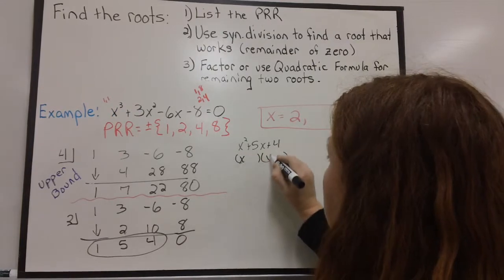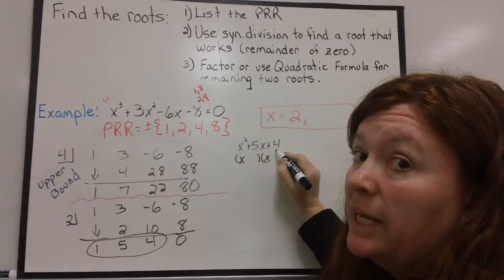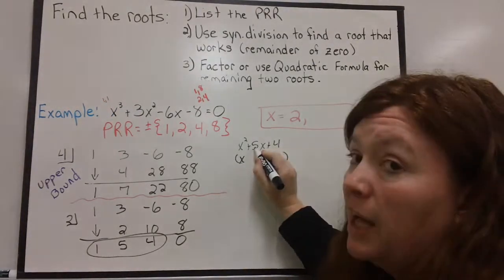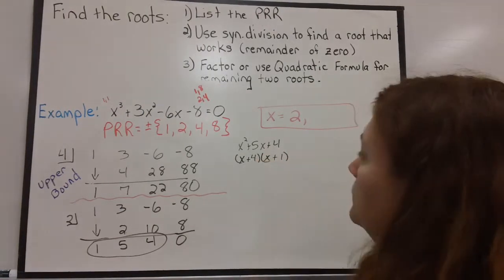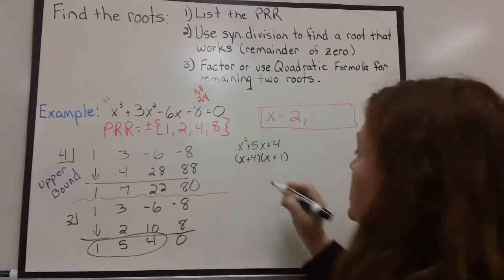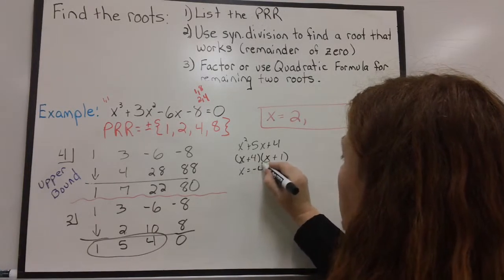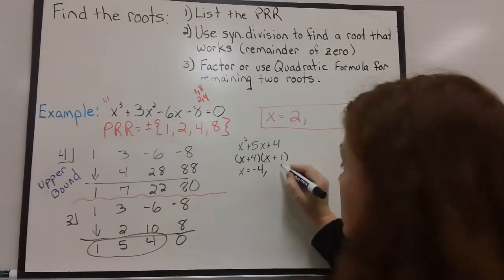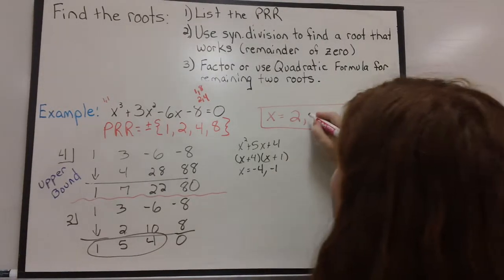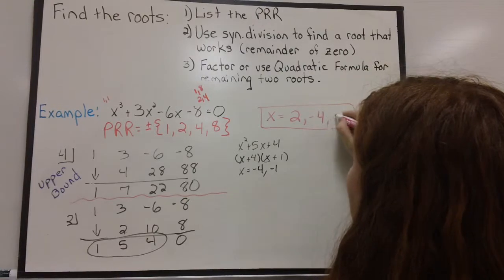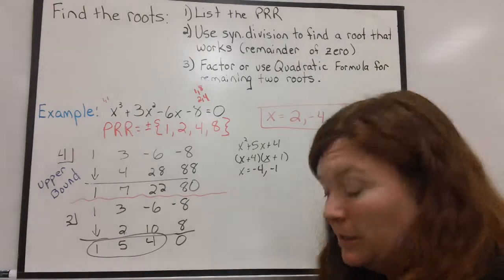X squared is x times x. What 2 numbers multiply to give me 4, but add up to 5? That would be 4 and 1. What value of x makes that 0? Negative 4. What value of x makes that 0? Negative 1. So, 2, negative 4, and negative 1 are my three solutions.